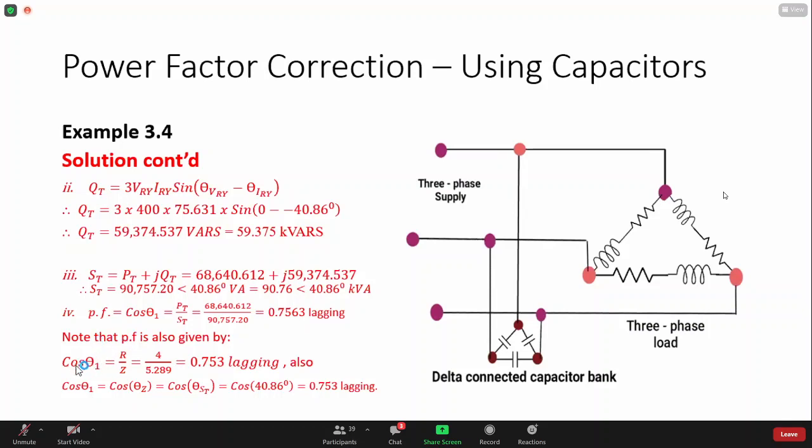We could also have found it this way using the value of the impedance, the resistance and impedance, and that gives me that also. Or we could find the cosine of the angle for the impedance, or the cosine of the angle for the apparent power. All of them give me about the same thing. So several ways of working out the power factor. All right, so the power factor is 0.753 lagging, and they want to raise it up to 0.85 lagging.